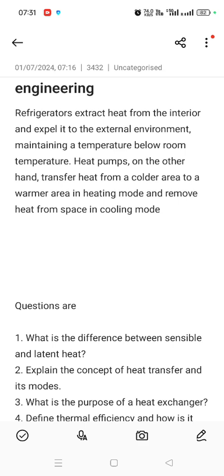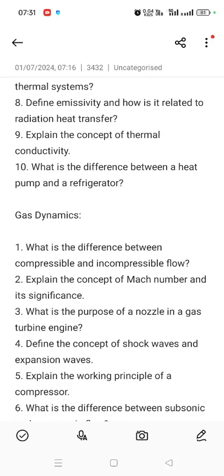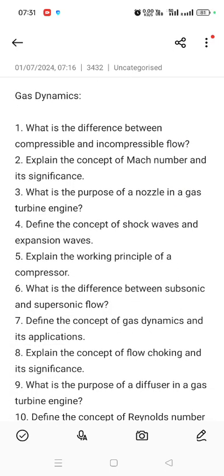While on the other hand, a heat pump is actually a device that transfers heat from a colder area to a warmer area in heating mode and removes heat from space in cooling mode. Now let us see some questions related to the gas dynamics topic.